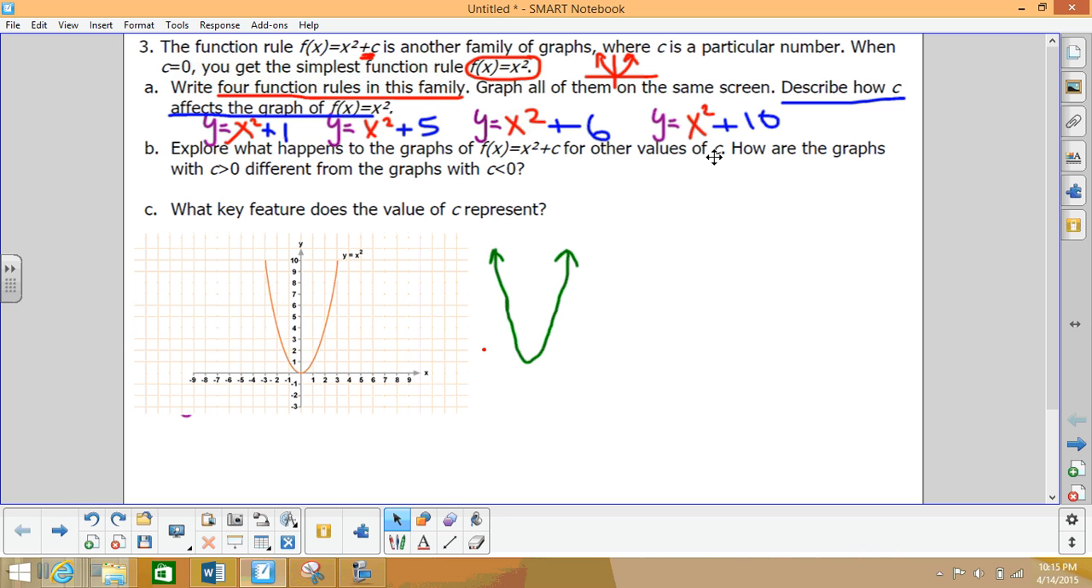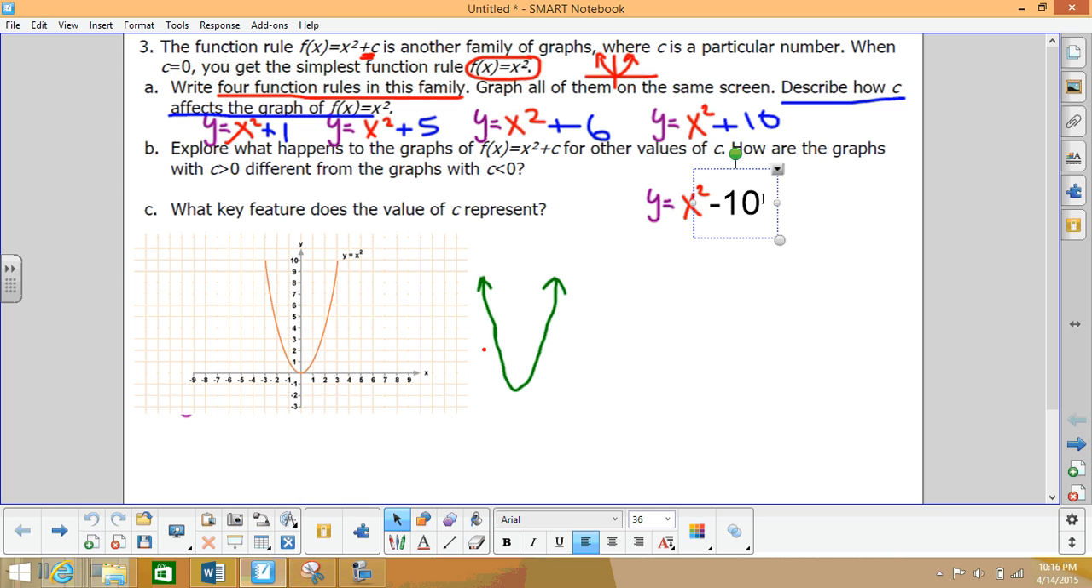So the next question asks about other values of c. How are the graphs with c greater than 0 different from graphs with c less than 0? So if we took this equation and instead of a plus 10 we did minus 10. Okay, what if we did minus 10? And if you graph this on your calculator, you'll see that this is the same graph. And instead of going up 10, it's going to be shifted down 10. I'm sorry that my graph stopped at -3. But you can see that it shifts down to crossing the y-axis at -10.